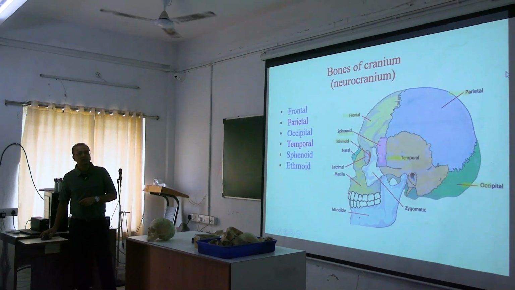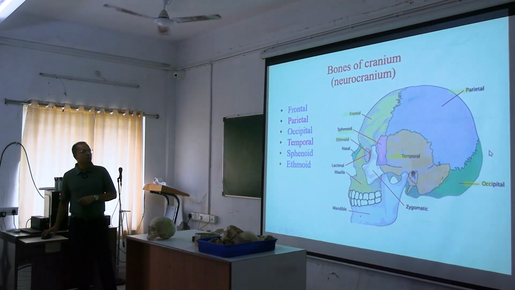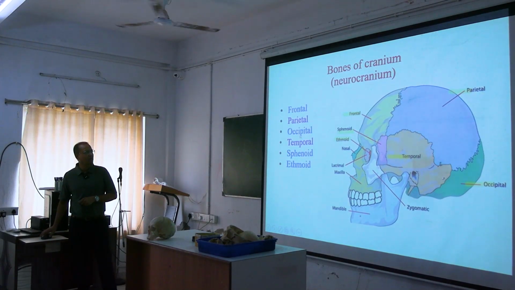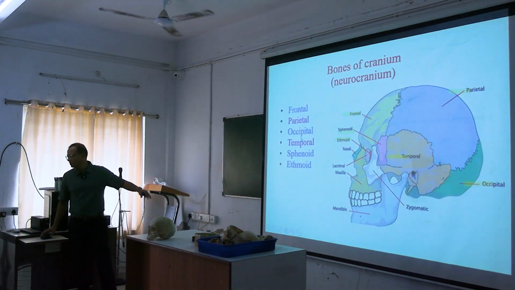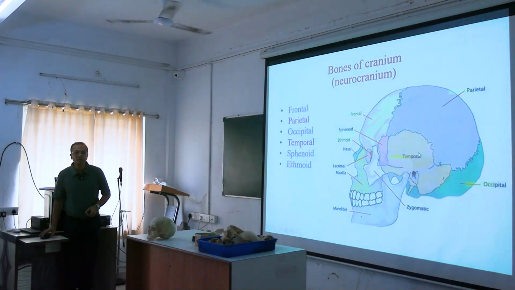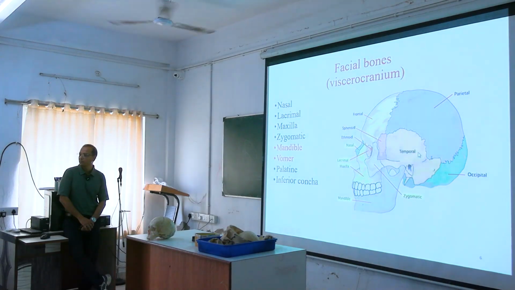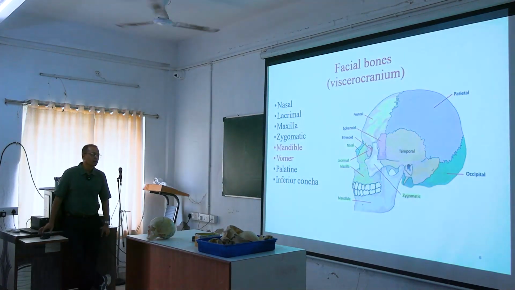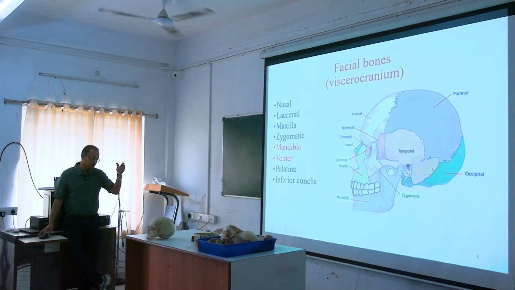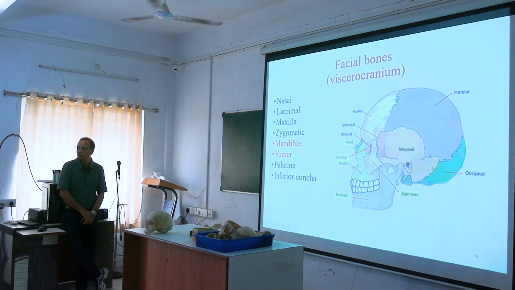Now, as we are saying here, the bones in the skull region can be divided into two parts. We call them the neurocranium, which is covering the brain region. That is the frontal bone, parietal bone, occipital, temporal, sphenoid, ethmoid. These are the bones which are framing or surrounding the brain region. The other is the facial skull, the facial bones, like nasal bone, lacrimal bone, the mandible, the maxilla, the zygomatic bone, cheek bones, etc.